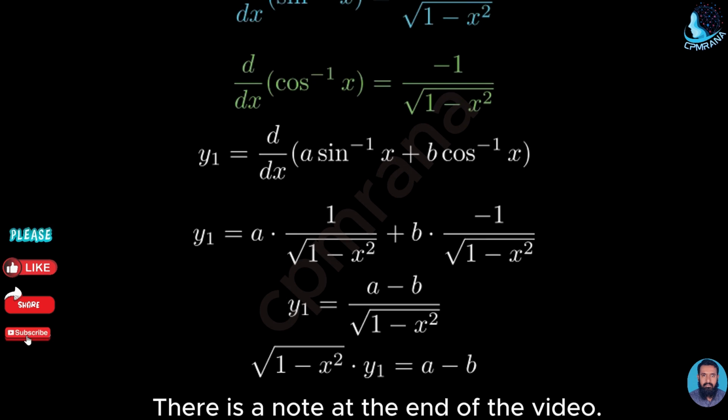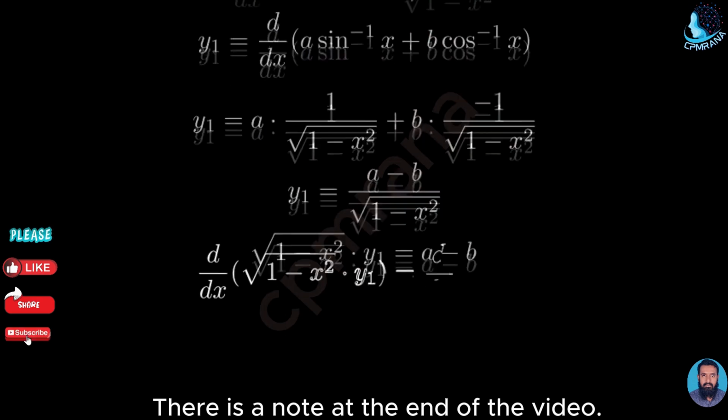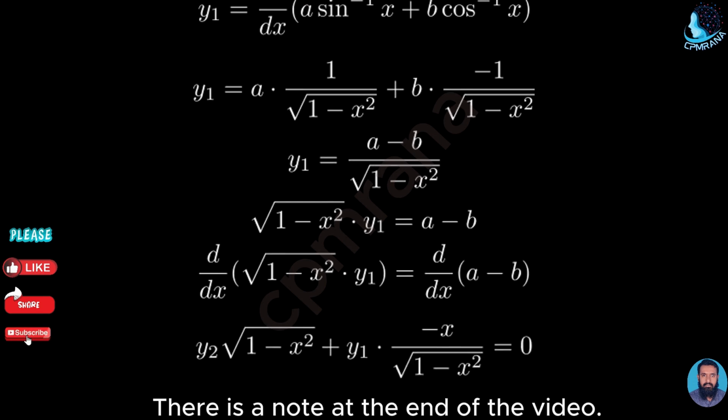Now for the key step. Let's differentiate both sides of this equation with respect to x. On the left side, we'll need to use the product rule. The derivative of square root of 1 minus x squared is negative x over square root of 1 minus x squared. Let's multiply both sides by square root of 1 minus x squared to clear the denominators.